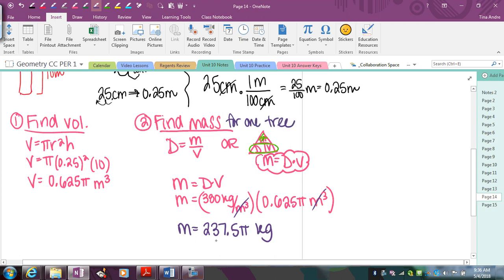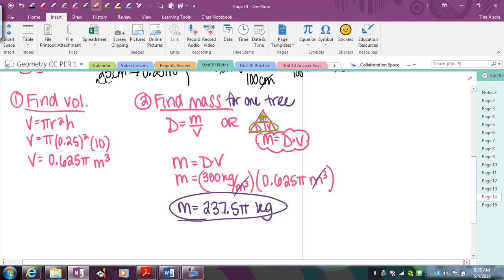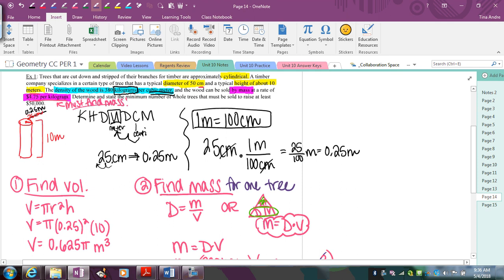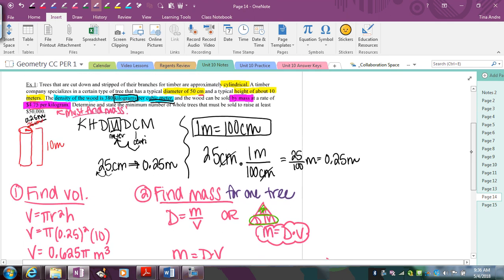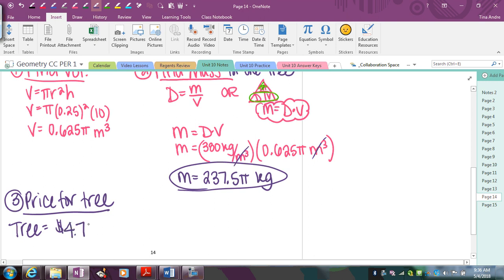I want to know how many trees I need to sell to get $50,000. So what I now need to do is find the cost for one tree if I'm going to get $4.75 per kilogram. So let's find the price for one tree. It's going to be 4.75 times the mass of one tree, because they're sold by the weight.